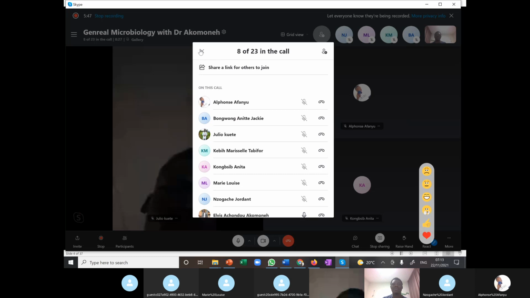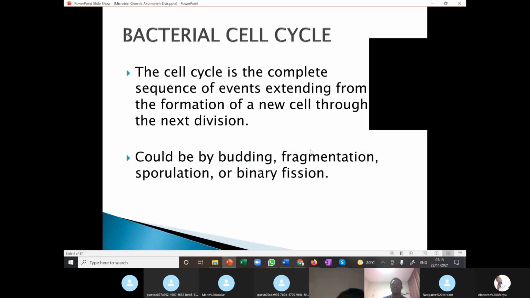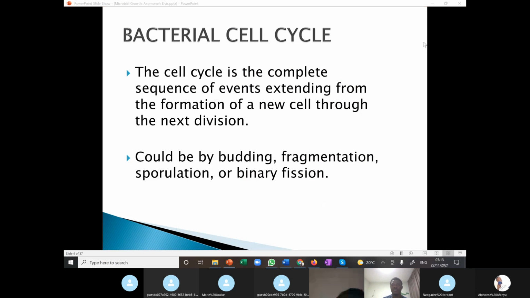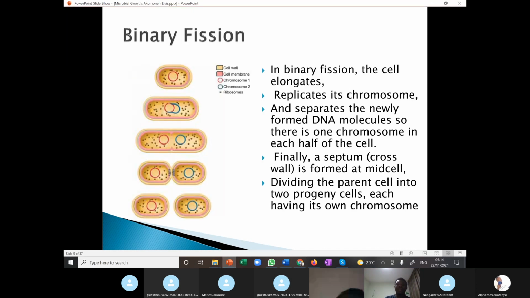The typical growth that occurs in a bacteria is what we refer to as binary fission. So generally, when we're referring to microbial growth, what is in the mind of microbiologists is growth by binary fission. What then is binary fission? Here, the bacterial cell starts by elongating in size. So this is the parent cell. When it decides to divide, it elongates in size.